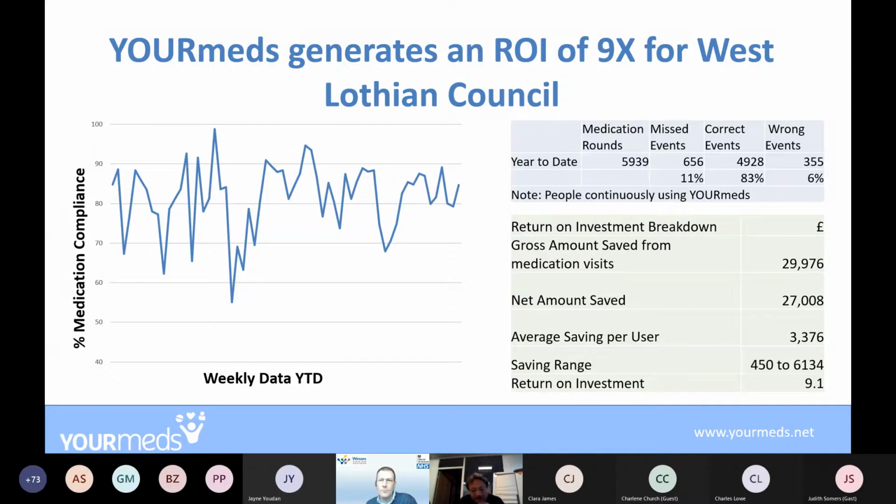The upper table on the right is trying to provide a bit more granularity to the data. So far, year to date, we've done 5,939 medication rounds. I could have rounded it, I left it as it was. Medication rounds in West Lothian, of which 83% have been accurate, as in the medication was taken within the correct time. And only 11% was missed, and 6% were wrong. This has implications, I believe, strongly for independence and outcomes.